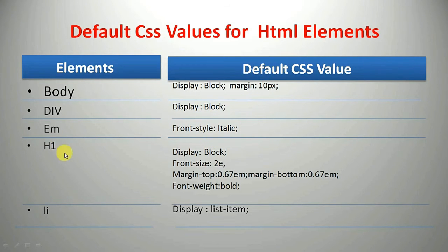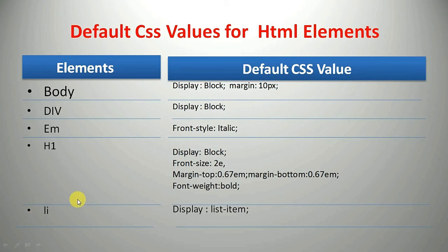What is the h1? H1 means heading 1. When we make heading 1, the display is block and there is a bold font. So what are the basic CSS values? The font size is 2em. I showed you what e or em is. Margin top means the top margin is 0.67em and margin bottom is 0.67em. Font weight is bold, which shows how h1 appears.